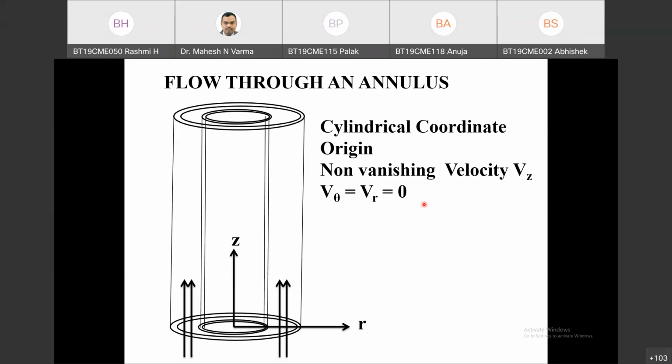Roll number 110, Tanmay. Yes, sir. Velocity will be a function of R, like we saw in the boundary conditions. On those two boundary conditions, velocity is 0. Velocity is a function of R. Why is velocity not a function of Z? Tanmay, why is velocity not taken as a function of Z in this problem?